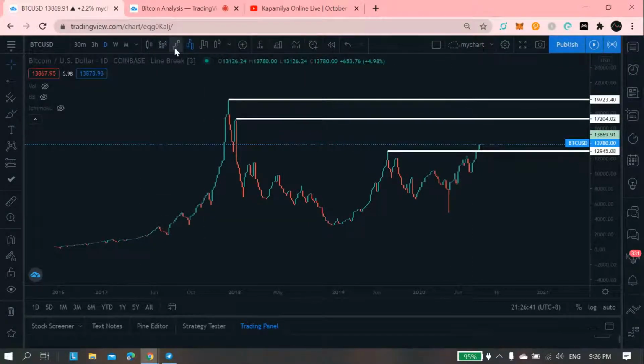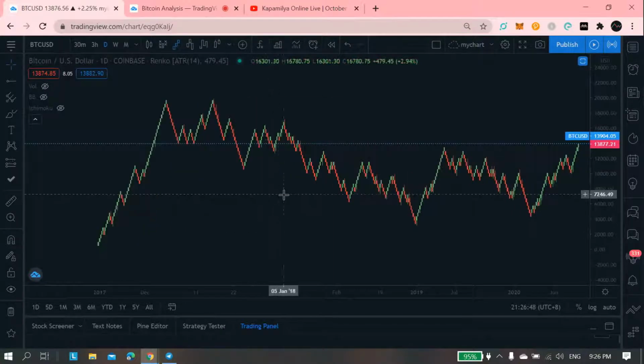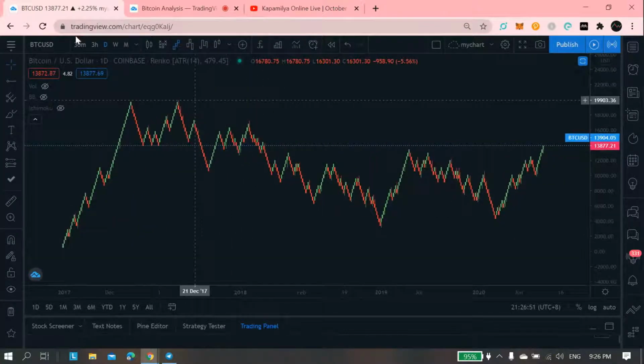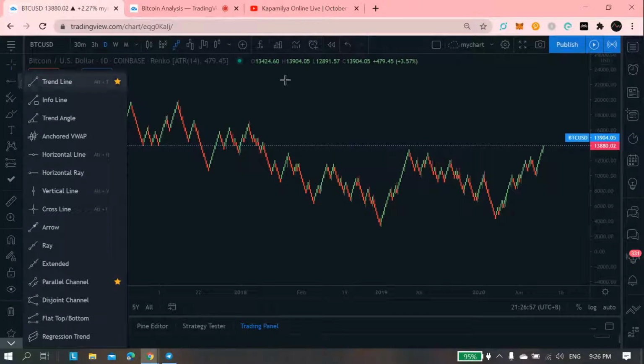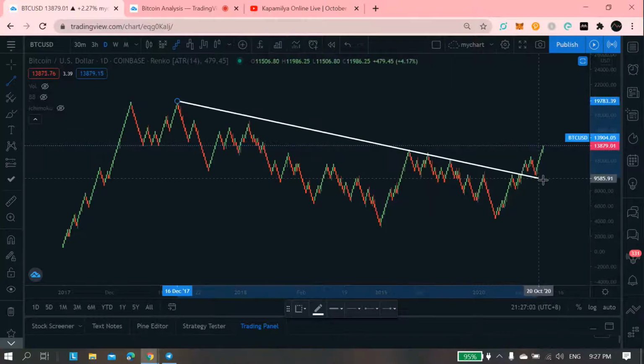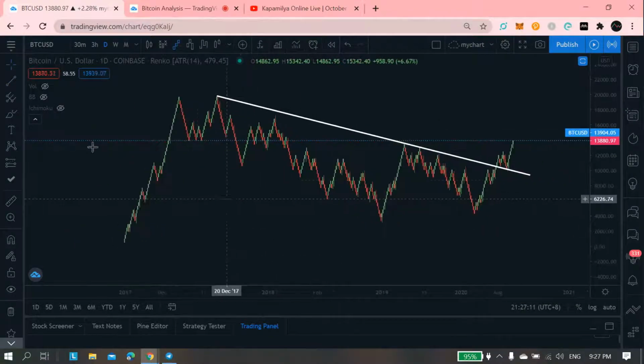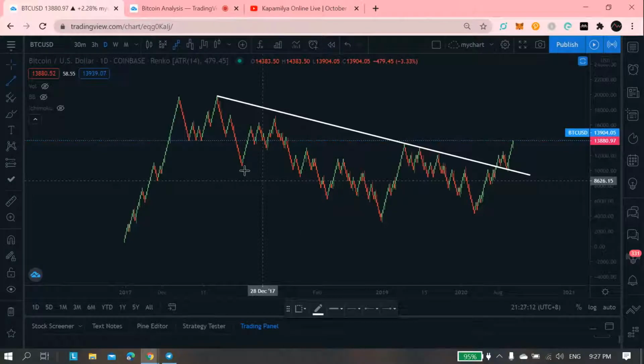So now let's go back to the Renko chart. Normally I'm using this one, but if I'm using the lower time frame, I can use the 3 hours and 30 minutes. Before, I was actually using the 1 minute chart when I'm scalping, but now I'm using the higher time frames. So let's go back here and add the divergence indicator.